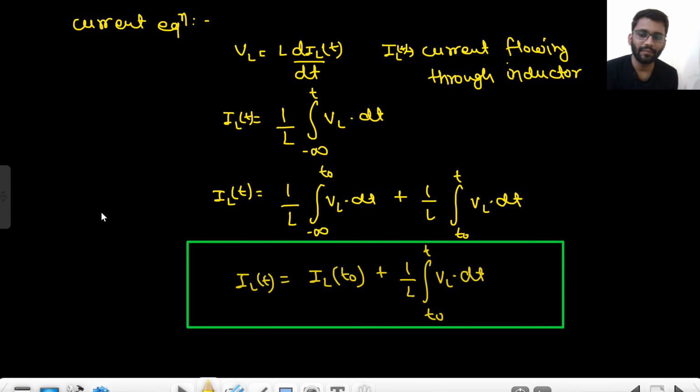Also, one thing you need to know: like this is an inductor, and if the voltage is in this direction, from high to low, so what will be the direction of current? This will be the direction of current. Okay, so this will be the direction of I_L. This you need to know.